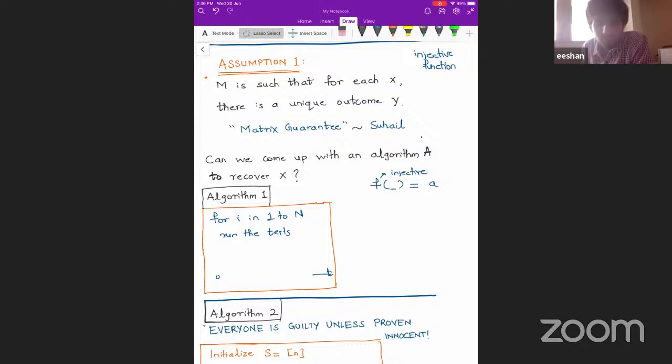Is this clear? Maybe you can just ask me. Could have explained it in a slightly better manner, but that's fine. It's clear, sir.